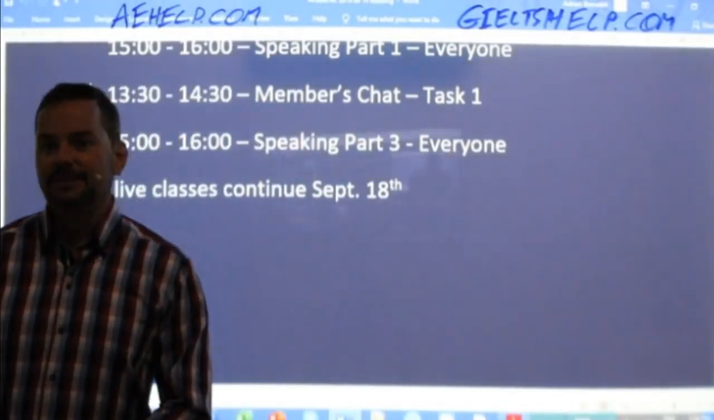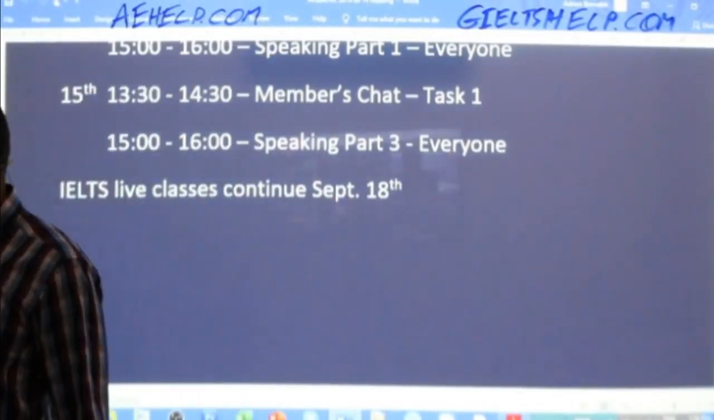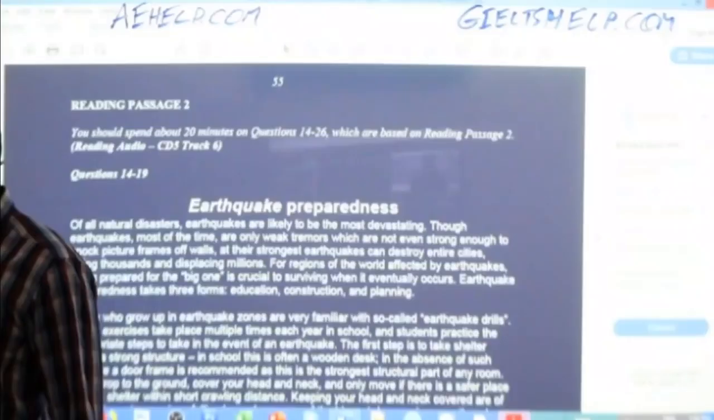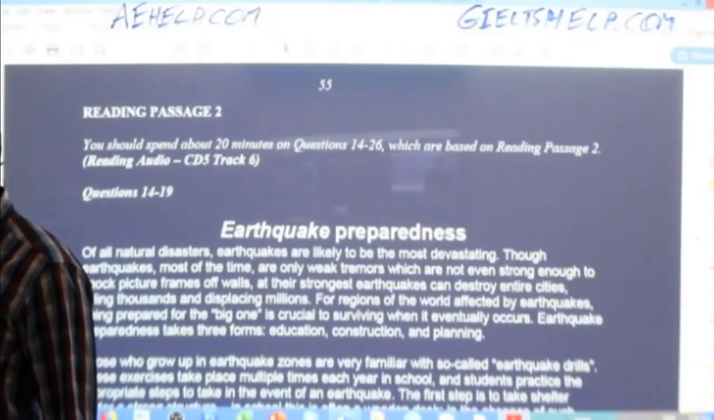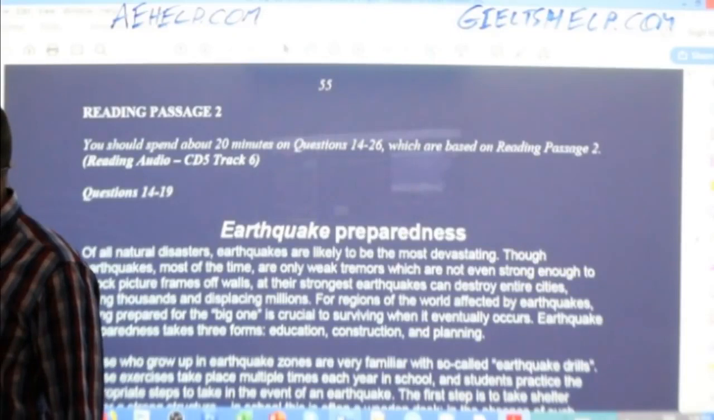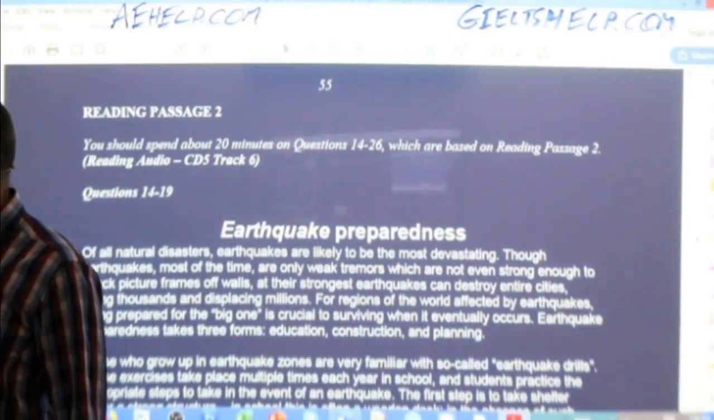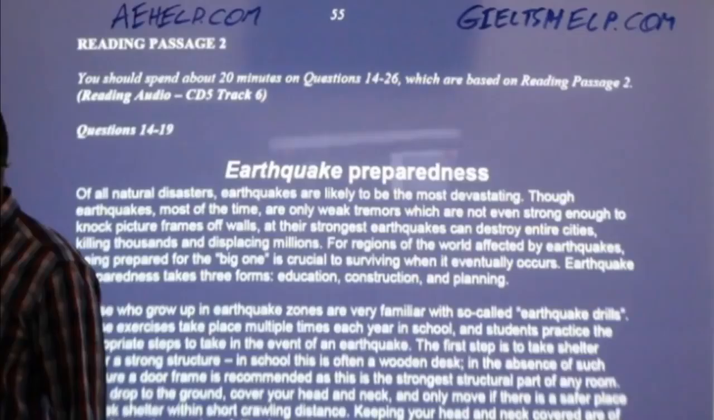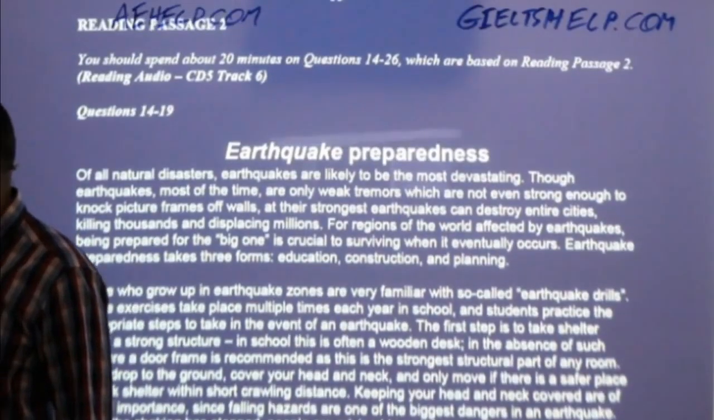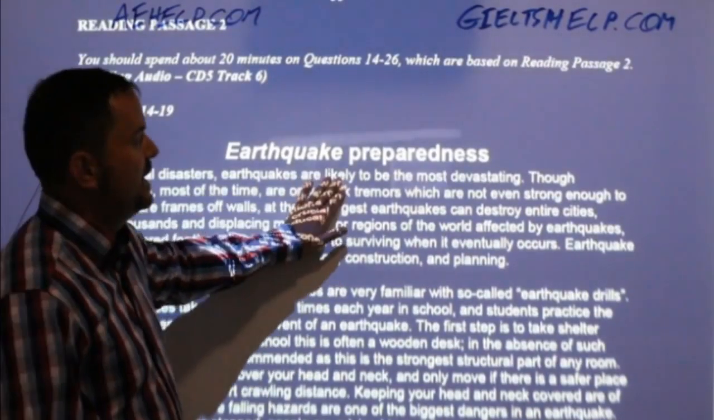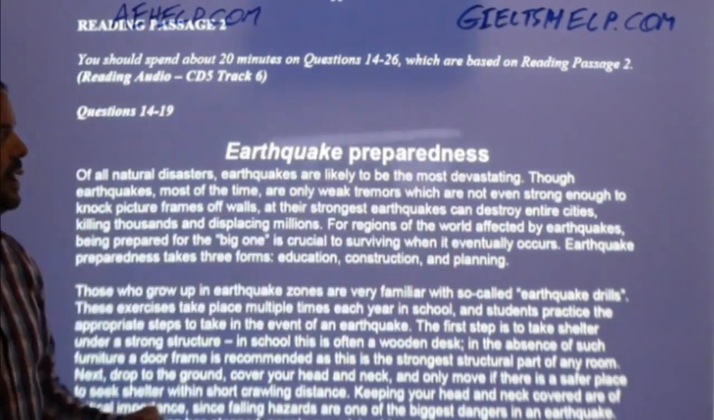All right. So let's get into this reading. This is reading passage 2 from our test number 5 for those of you who have our books, and it's called Earthquake Preparedness. That's the title of the passage.